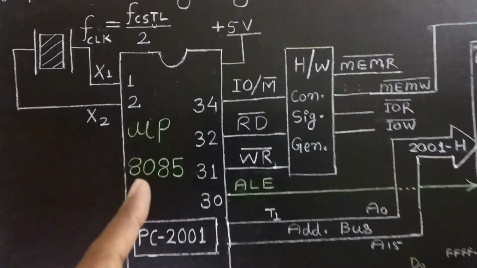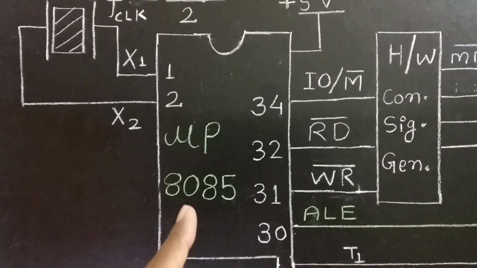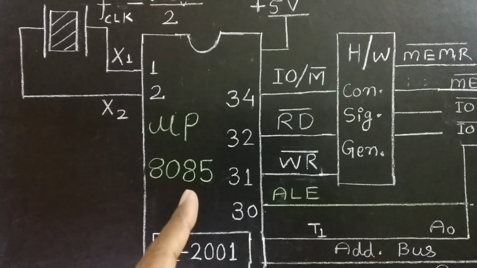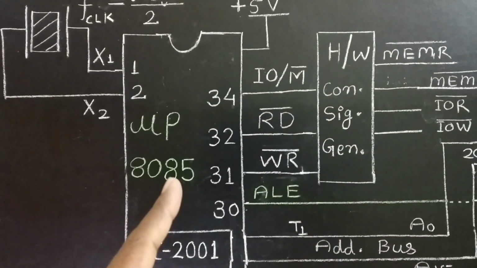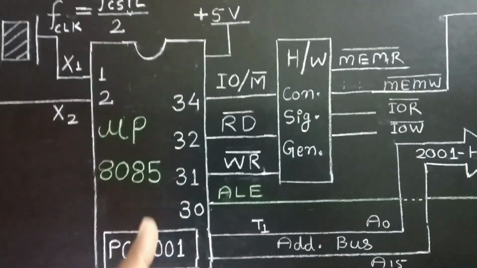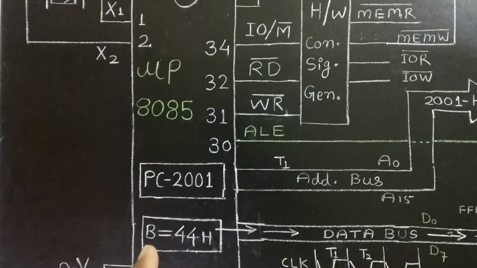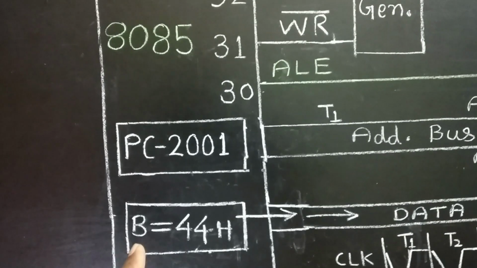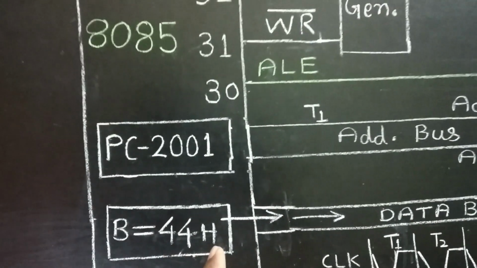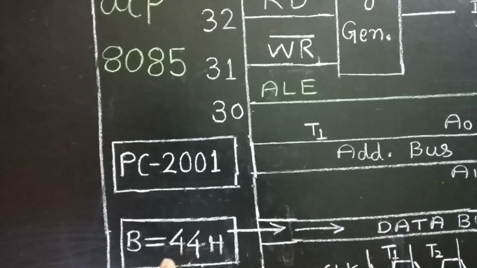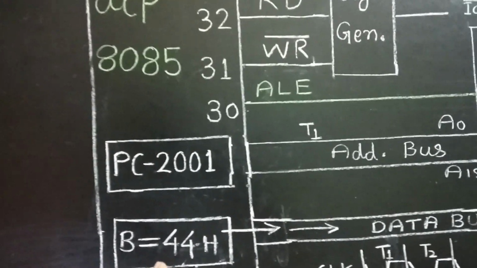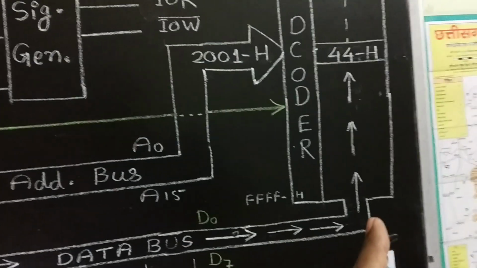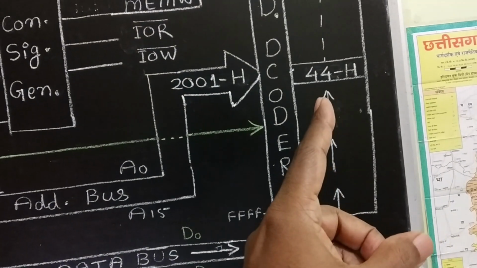The 8085 microprocessor should activate the different control signals such that the data from somewhere, for example the data stored at register B, which is 44H, is transferred. So the microprocessor should transfer this 44H through the data bus to the desired location.